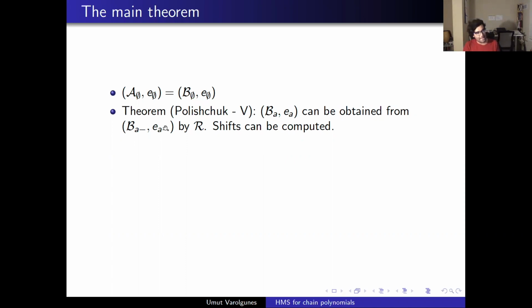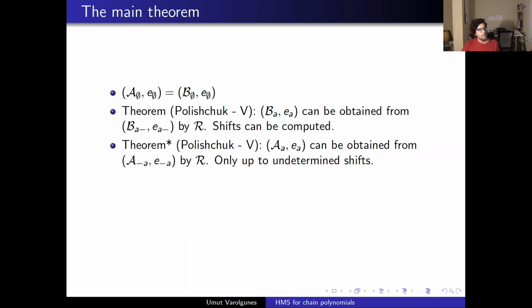And on this side, the shifts can be computed. I don't know if I could compute them, but Polishuk can compute them. On the A side, sorry, this can be proved, but only up to undetermined shifts. I can't really figure out what the shifts are. And I put this star because of this Thimble's generate property mainly. So it's almost there.